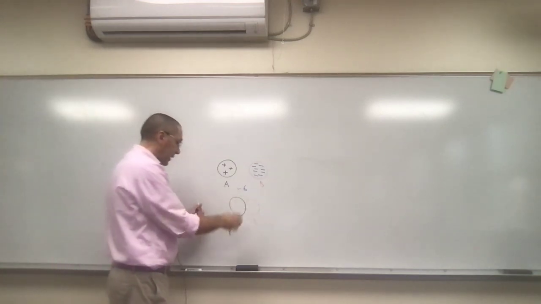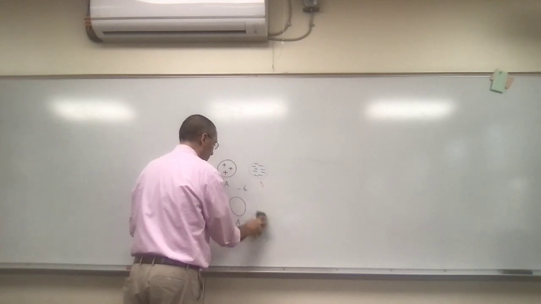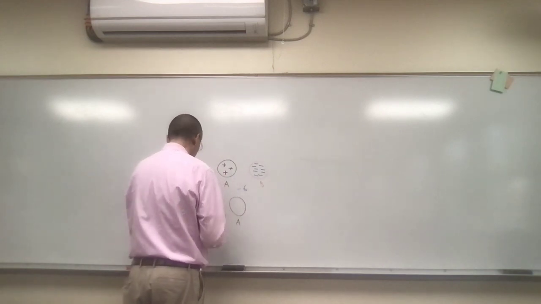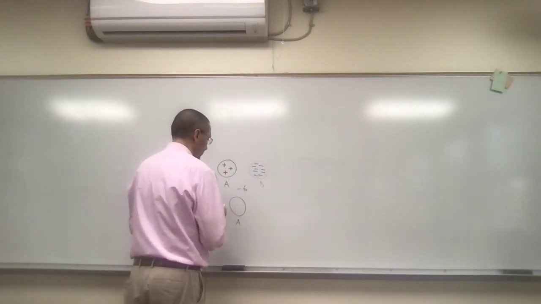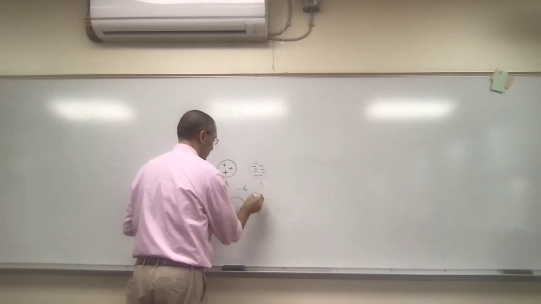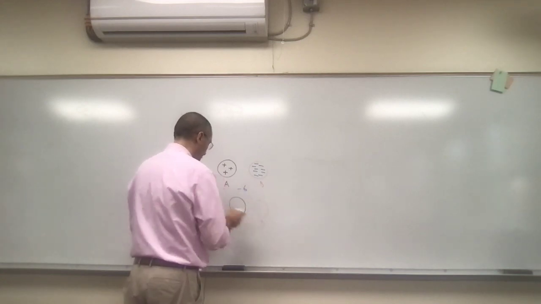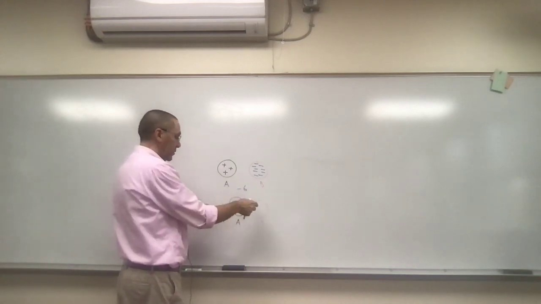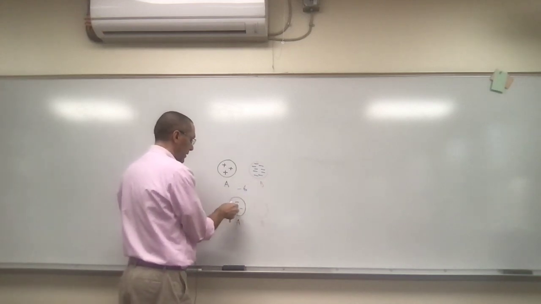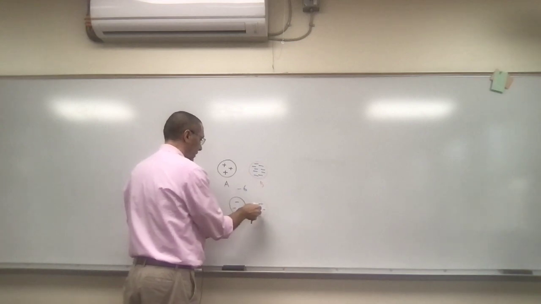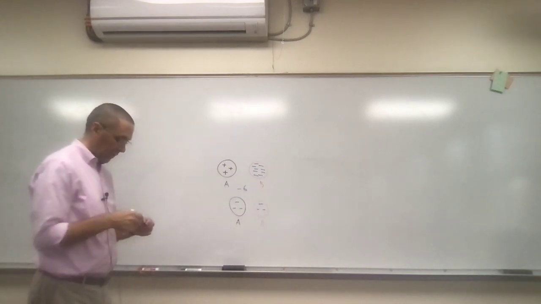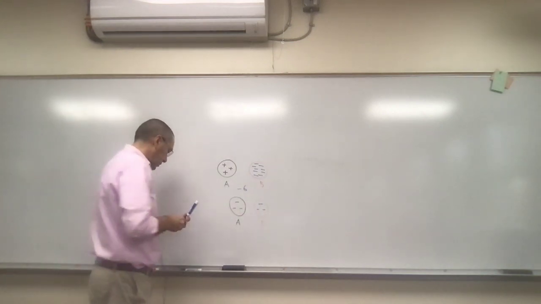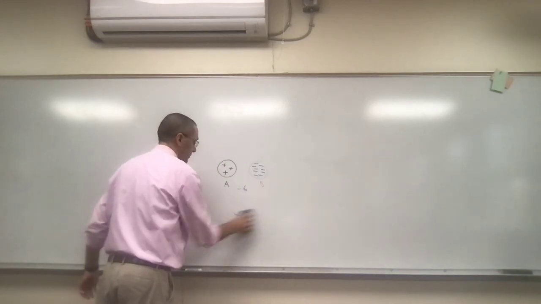Now, after I combine them, I decide to separate them. If I decide to separate them, that negative 6 has to be divided equally between A and B. So this will have a negative 3, and this will have a negative 3. Just in case a question like that comes up.